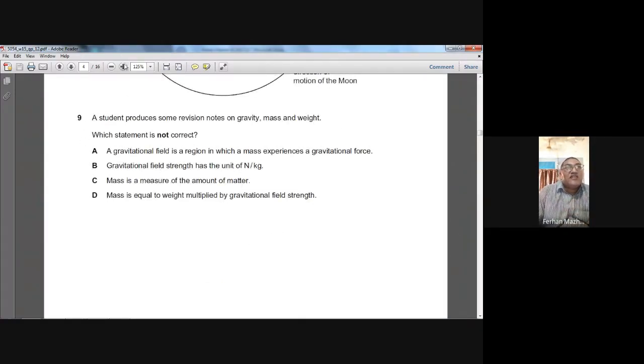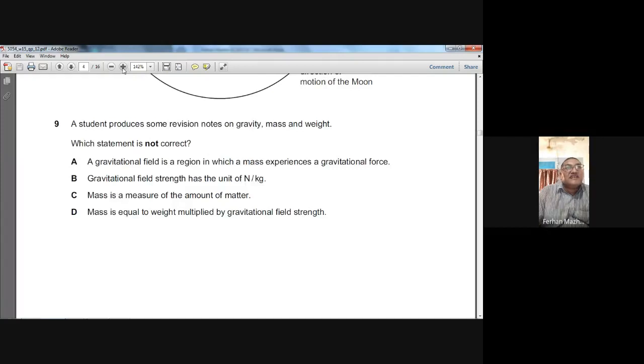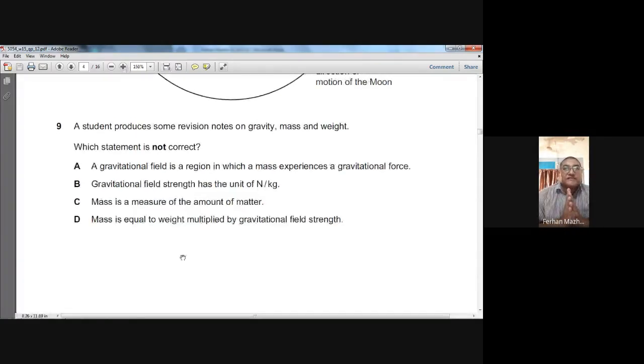Question number 9 is right now on your screen. He says, a student produces some revision notes on gravity, mass and weight. Which statement is not correct? A gravitational field is a region in which a mass experiences a gravitational force. That's true. Gravitational field strength has the unit newtons per kg. That is also true. Mass is a measure of the amount of matter. It is also true.